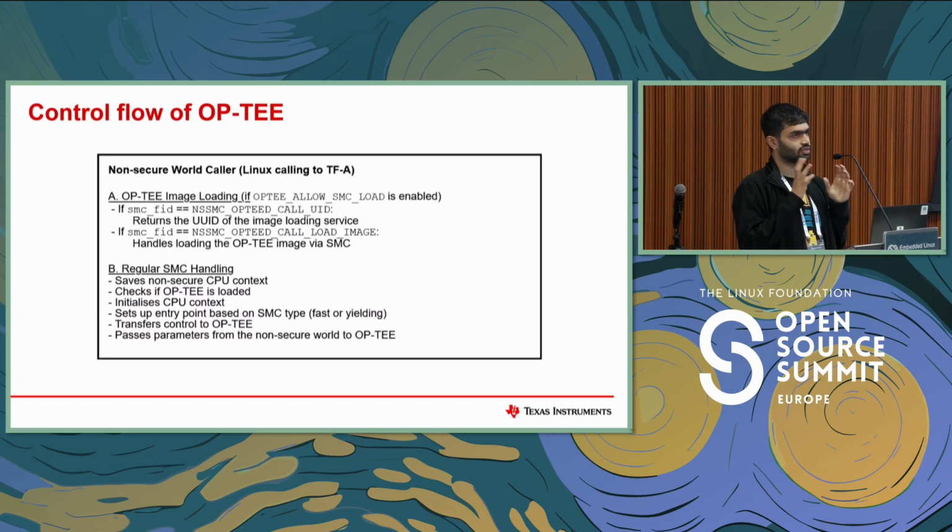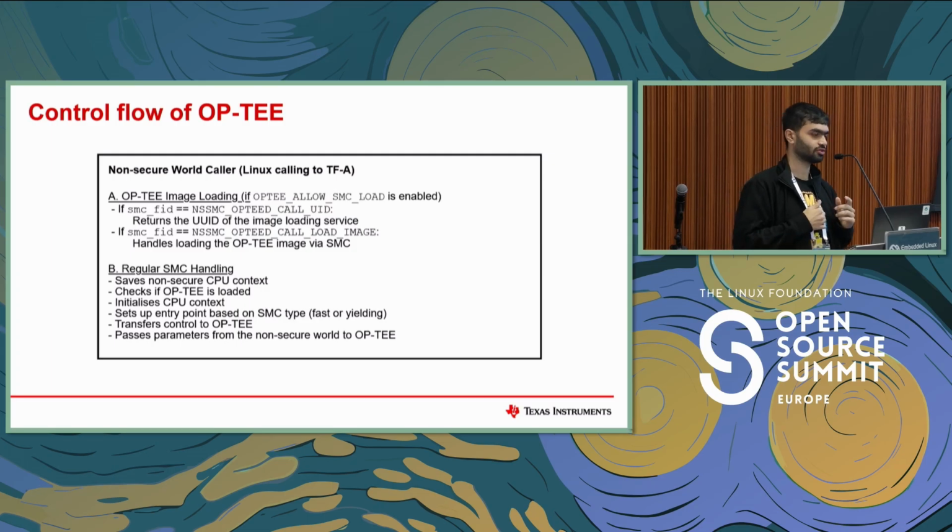So now that function essentially handles two things. Whenever you end up from a non-secure world, it handles that too. If you end up from a secure world, it handles that too. So currently we are looking at the non-secure world caller when Linux is calling to TFA.